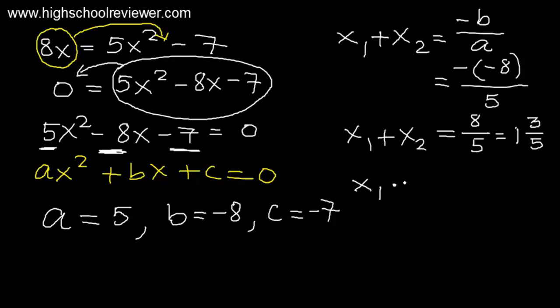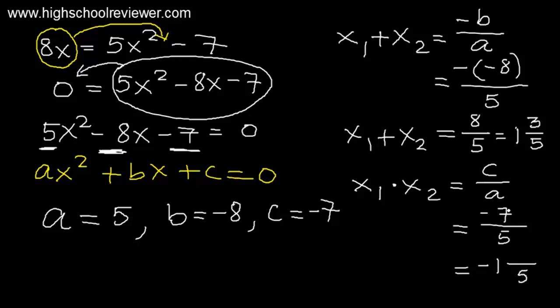So x sub 1 times x sub 2, the formula here is c all over a. So the value for c is negative 7, and this will be divided by positive 5. Or we can change this to improper fraction. 7 divided by 5, the whole number is 1. And copy the denominator. For the numerator, we will have 7 minus 5, that is 2. So our product of the roots x sub 1 times x sub 2 will be negative 1 and 2 over 5.